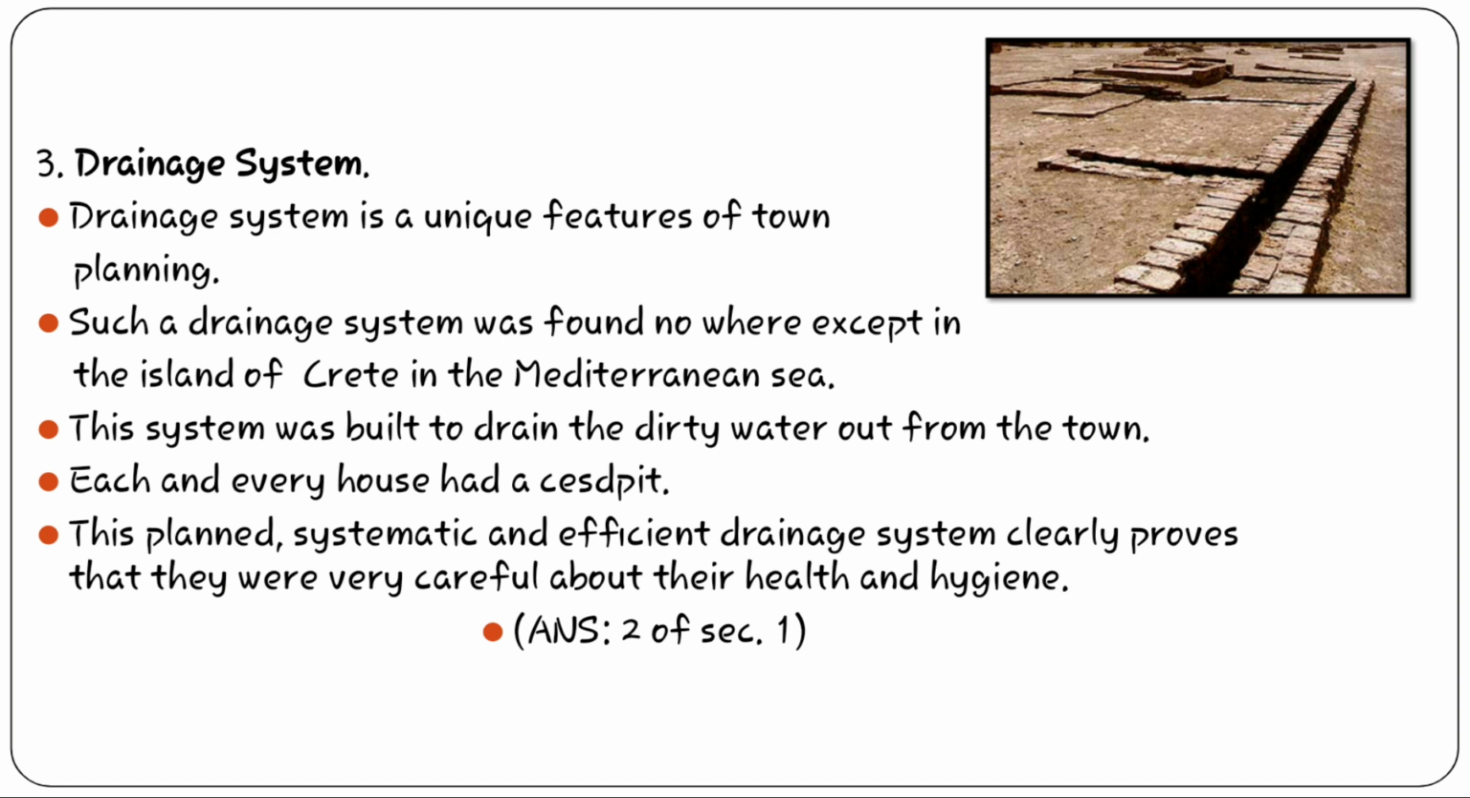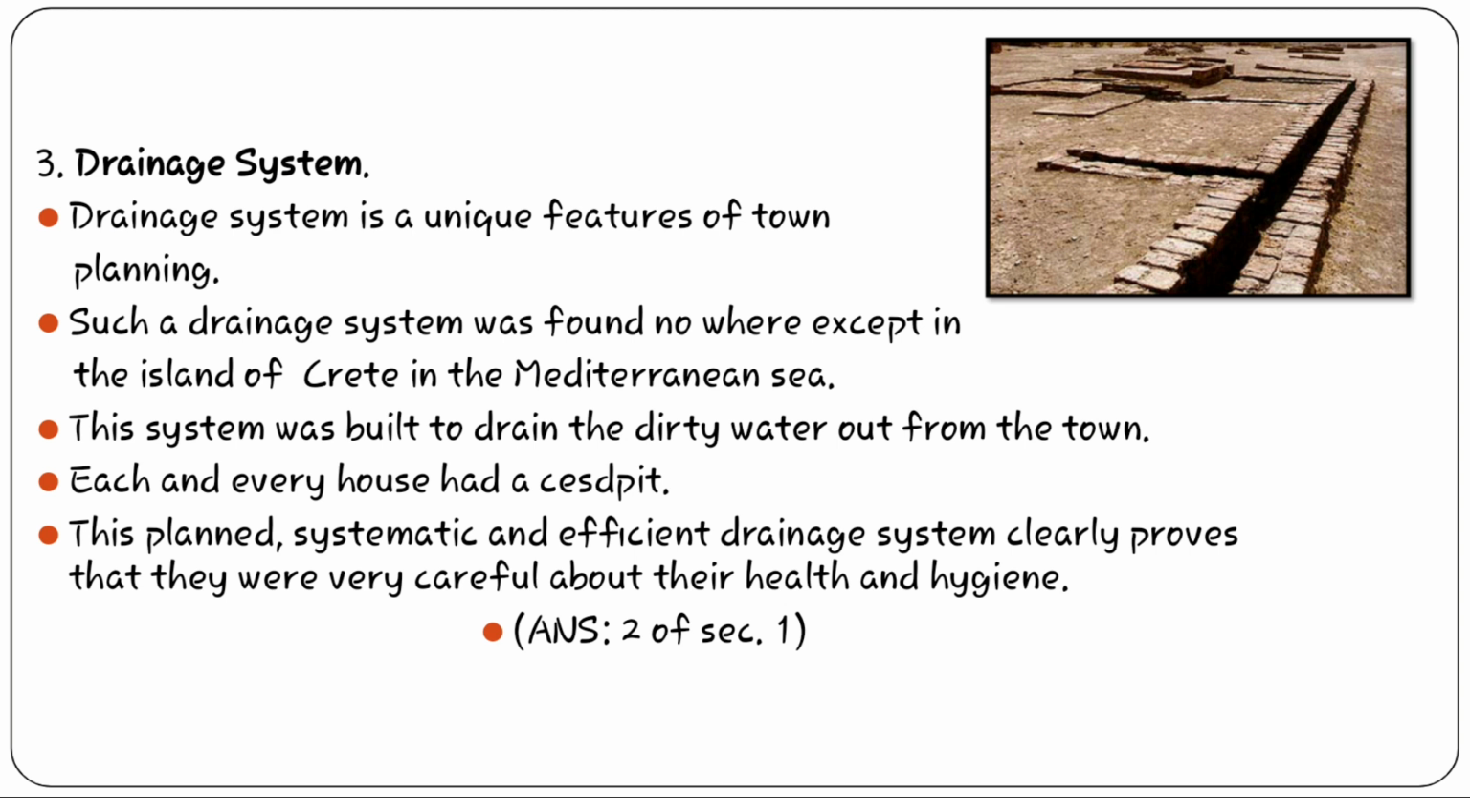the Mediterranean Sea. During that time, ये मोहनजोदारो का ड्रेनेज सिस्टम दुनिया के कोई अलग कोई भी एक प्लेस में नहीं है, खाली एक ही प्लेस में, that was in the island of Crete in Mediterranean Sea. This system was built to drain dirty water out of the town. हमारा घर से dirty water लेके जाने के लिए.